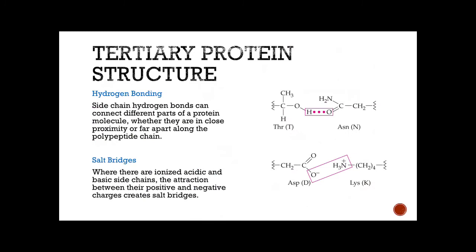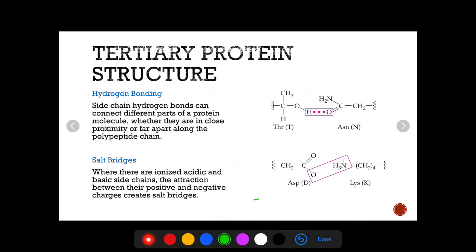Okay, then we have hydrogen bonding. Hydrogen bonding occurs between the hydrogen of a polar R group and the oxygen or nitrogen of another amino acid. So here we have threonine, and it has an OH group. That hydrogen is hydrogen bonding to asparagine's R group, the oxygen in it, to form that hydrogen bond.